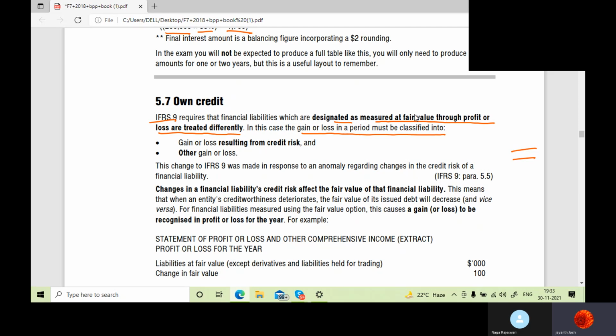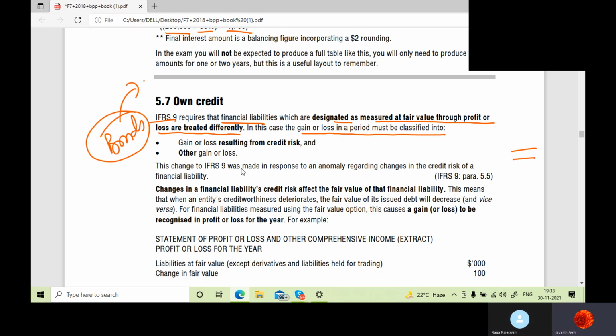Why will you treat the liabilities in this case? I'm speaking about what kind of liabilities? Bonds, correct? Bonds issued by the company. So, gain or loss resulting from credit risk and other gain or loss. So, what is this? Let us see.